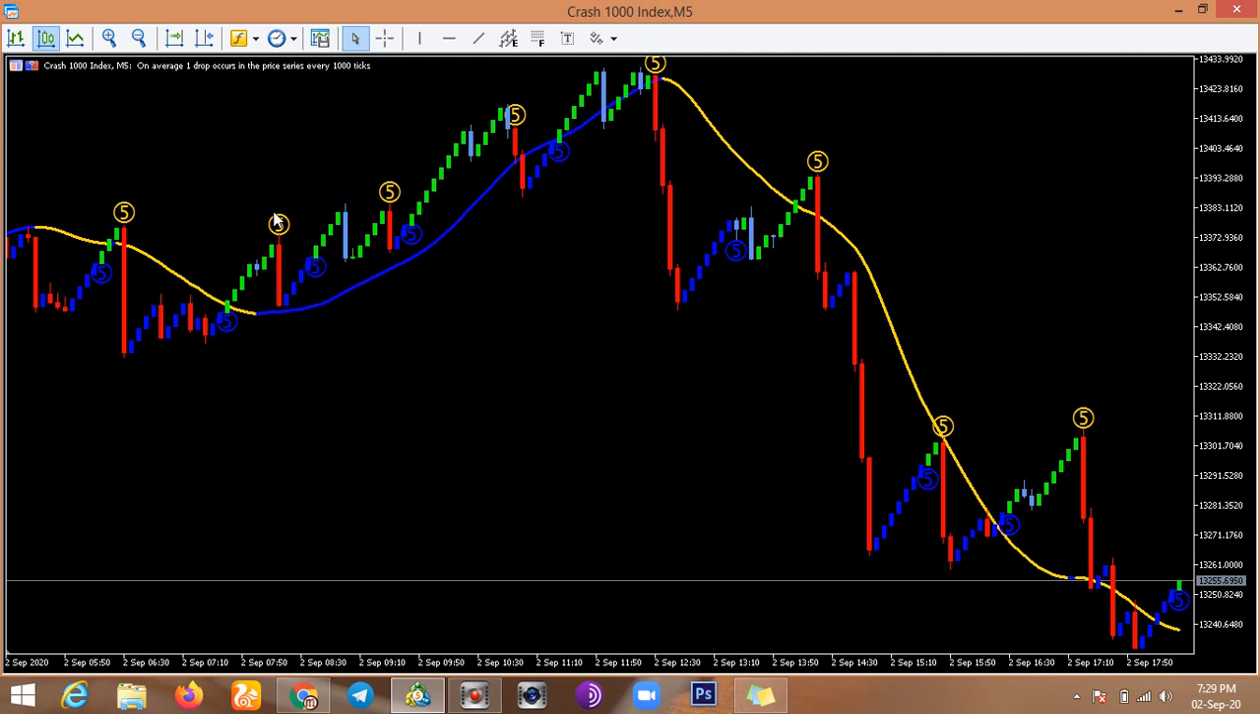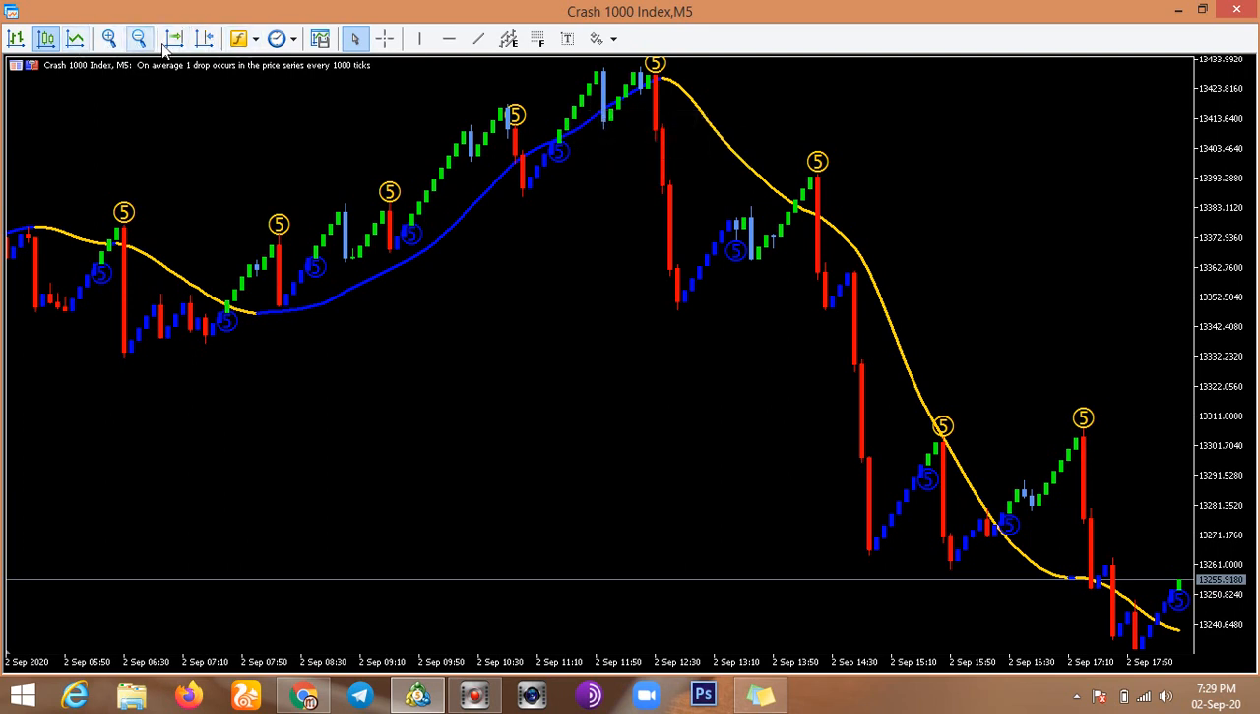Now I'm showing this on a 5 minute time frame. This indicator cannot be used for any lower time frame. It is more accurate when you are using it on 5 minutes upward. Now let's say you enter the market somewhere around here.